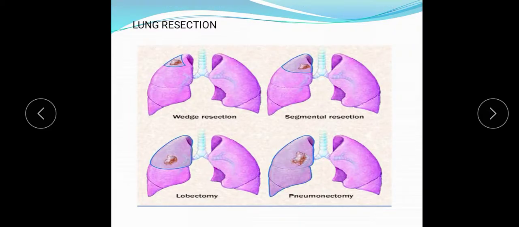Then there are different lung resections. This is the wedge resection. Up to this part, a wedge-like part of the lung is resected, that is known as wedge resection. This upper part or upper segment of the lung is removed, that is known as segmental resection. One lobe of the lung is removed, that is known as lobectomy, and the whole of the lung is removed, that is known as pneumonectomy. These are the different types of lung resection: wedge resection, segmental resection, lobectomy, and pneumonectomy.